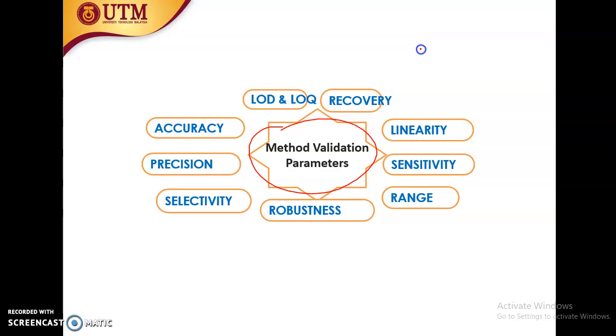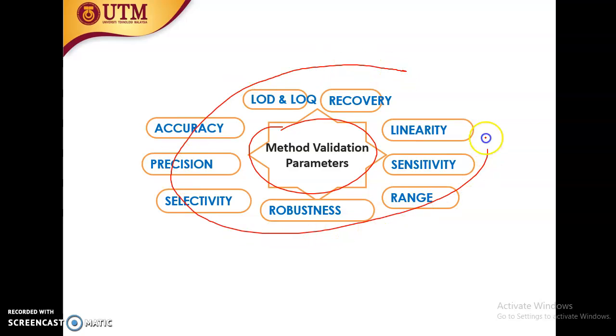If you are doing a standard method, it's easy because the standard method already says you should get this and this, you should use the standard addition method and so on. So when you want to do it in your lab, you just confirm by doing several parameters only. But if you are using a published method by somebody else, even though they already validated their method, once you want to use their method in your lab, you have to do the whole set of method validation parameters.